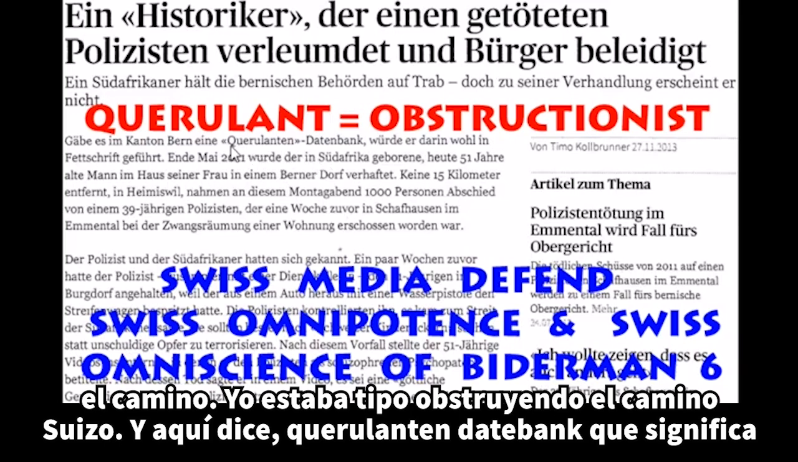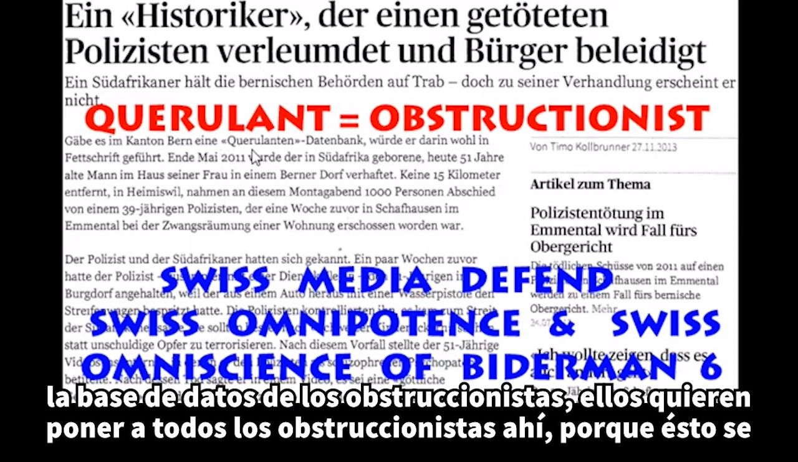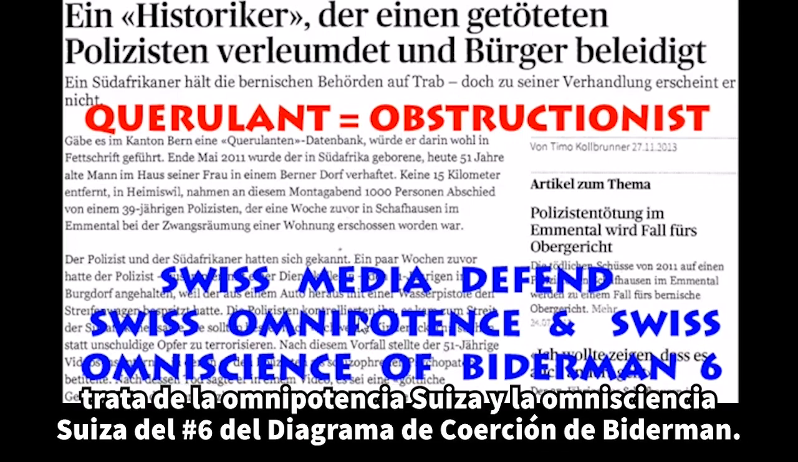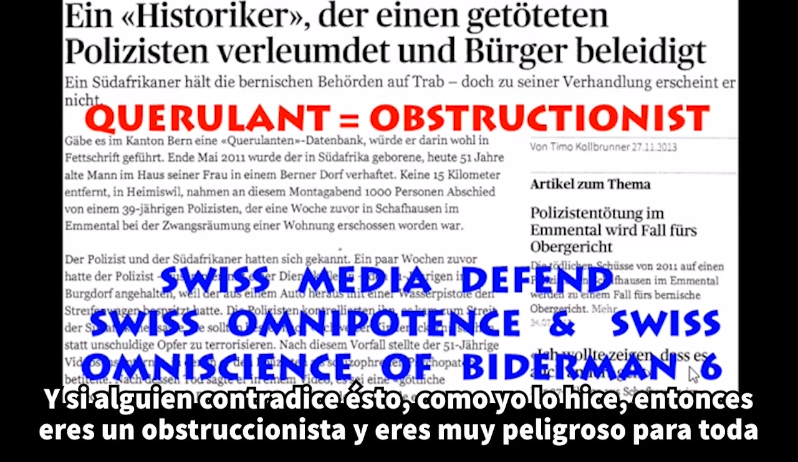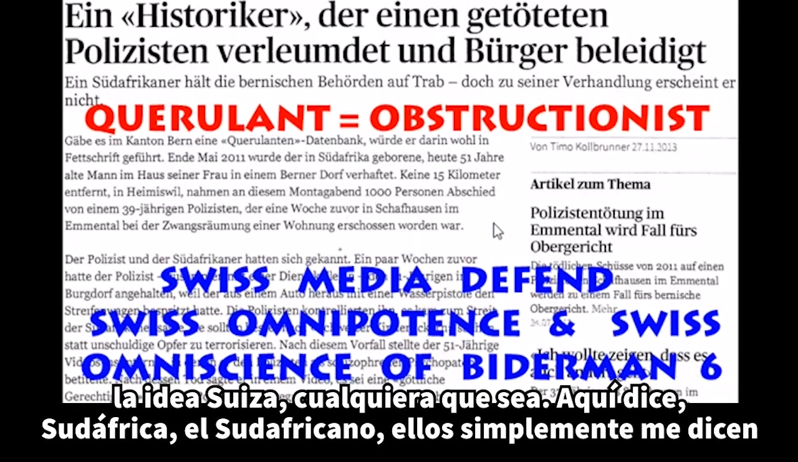And here it says, Querulantendatenbank. That means the obstructionist database. They want to make a database, putting all the obstructionists in there. Because this is about the Swiss omnipotence and the Swiss omniscience of the Biderman 6 of the chart of coercion. And if somebody contradicts this, as I did, then you are an obstructionist. And you're very dangerous to the whole Swiss idea, whatever it might be.